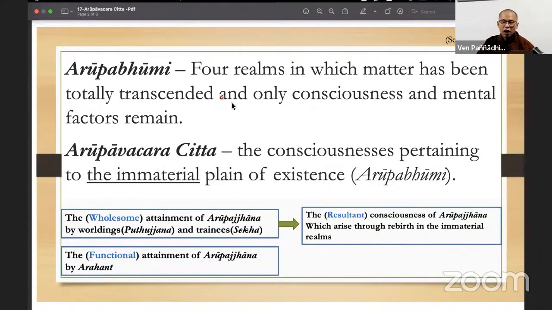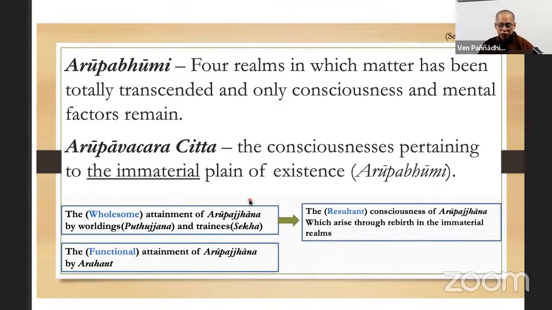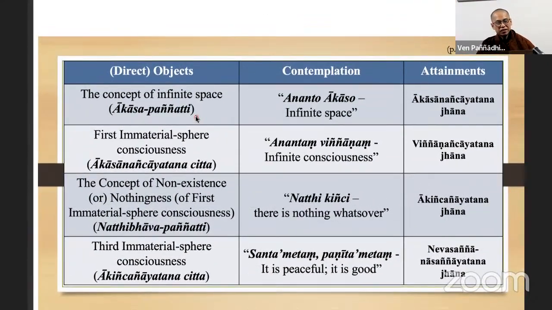Okay, can you guess how many consciousnesses can be kusala, Arūpa kusala? How many? 4. 4, right? Because you have 12 Arūpāvacara Citta. If we divide it into 3 groups, it should be even. Each group belongs to 4. Okay, doesn't matter. So let's see.